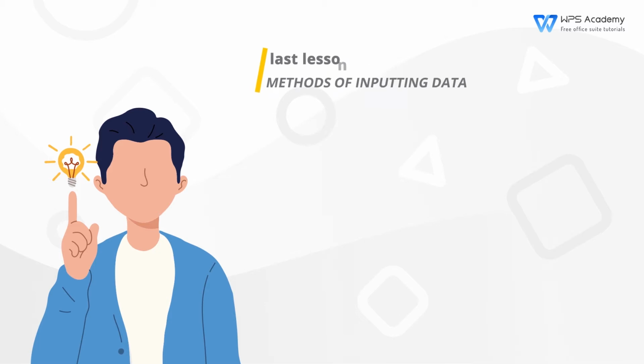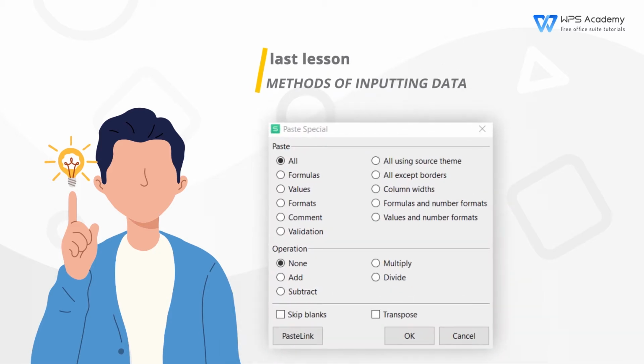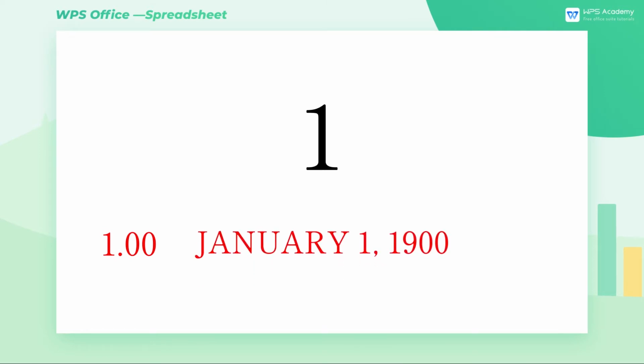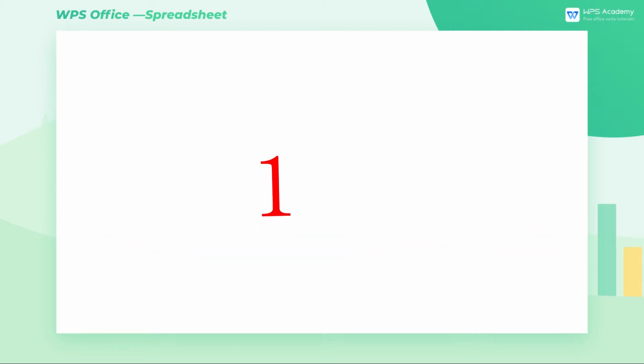In the last lecture, we've learned several efficient methods of inputting data. Next, we need to set the data format, which will be introduced in this lecture. When we enter the number 1 in the table, it can be displayed as 1.00, January 1st, 1900, or 100%. Despite different forms of expression, it's number 1 in essence.